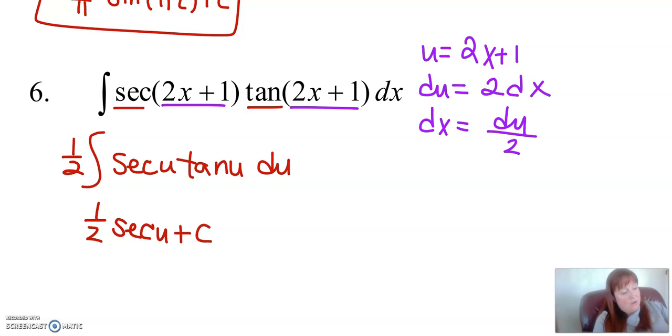So I took the integral. Remember, this is a step everyone keeps forgetting: the integral is a function, so when you take the integral of something, the integral sign is going to get dropped, and we are evaluating the integral now. Okay, so that equals 1/2 secant u plus c. Now we got to plug our u back in, so we have 1/2 secant 2x plus 1 plus c.